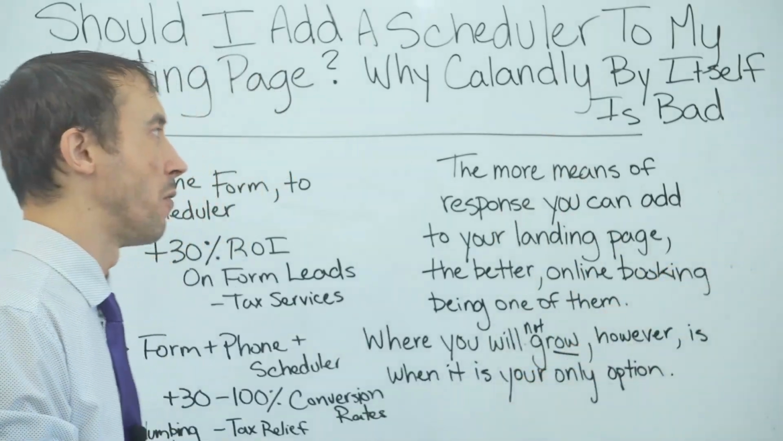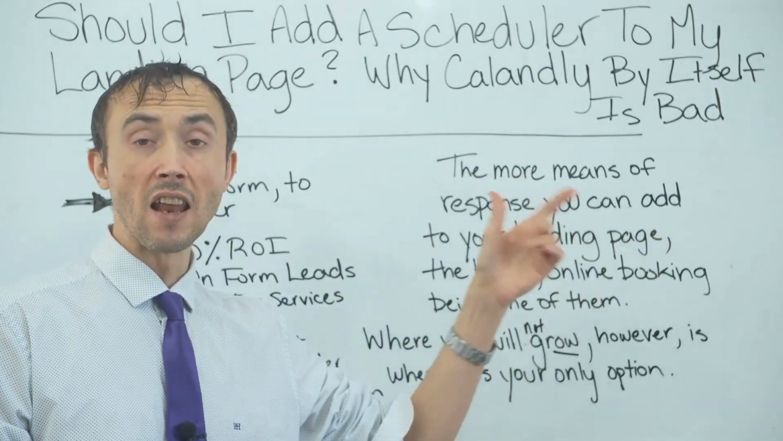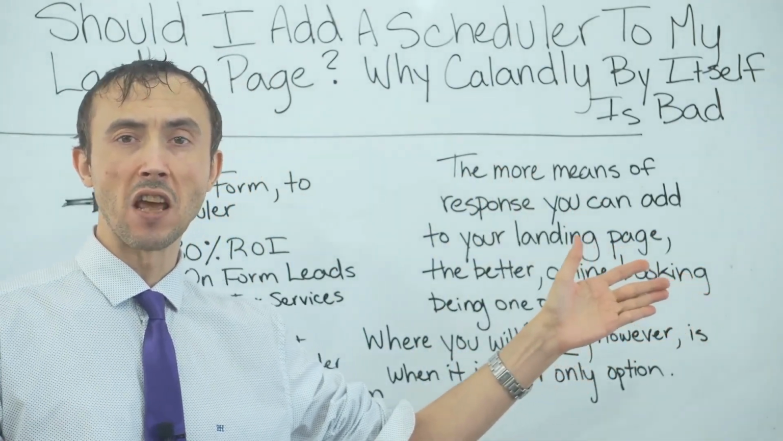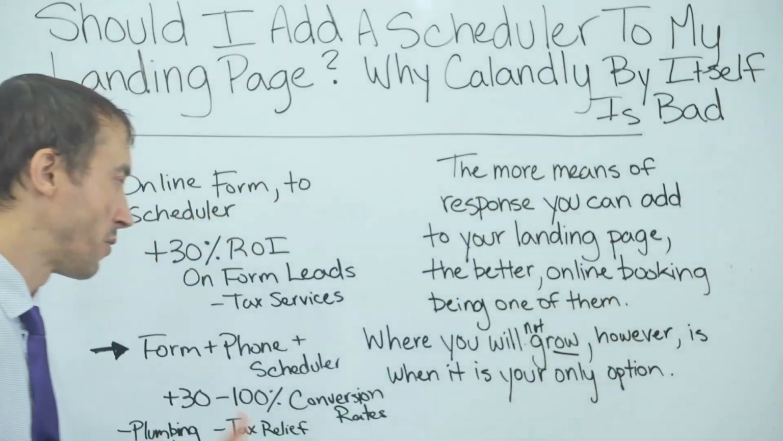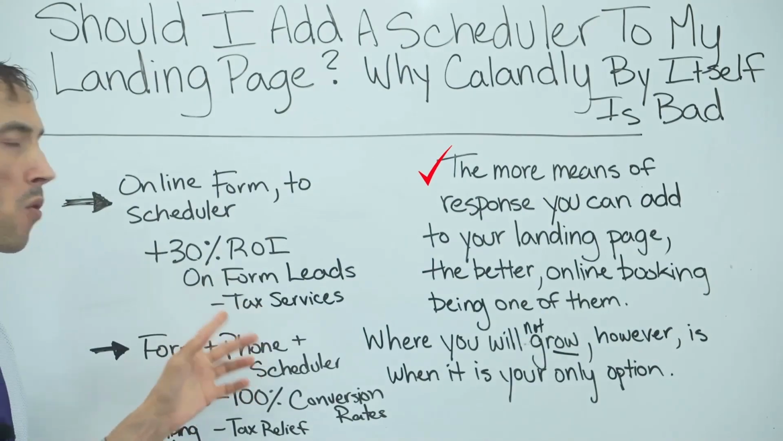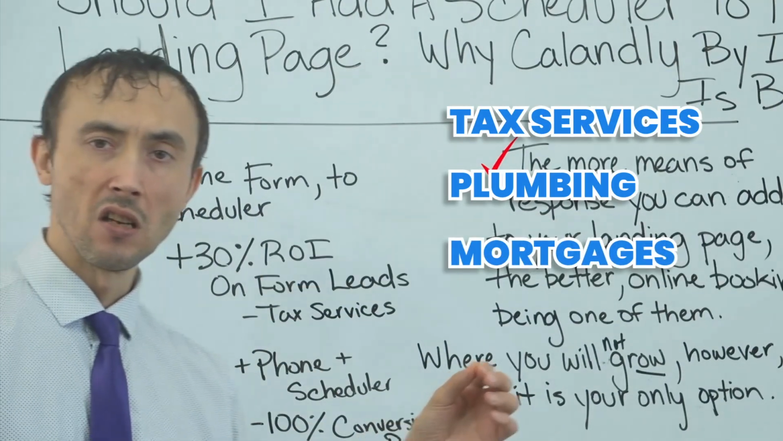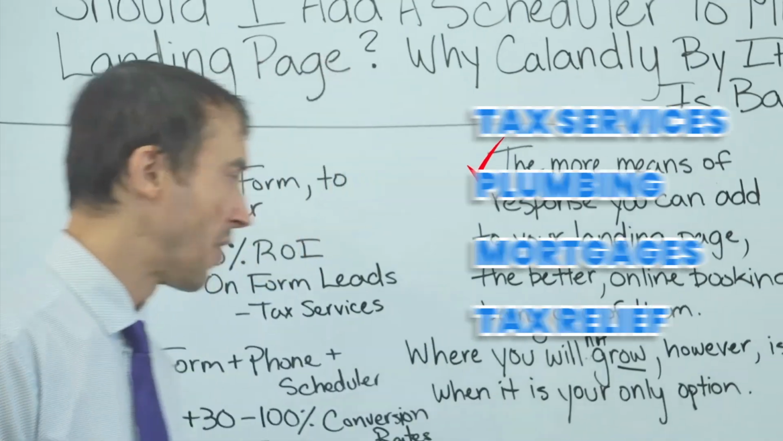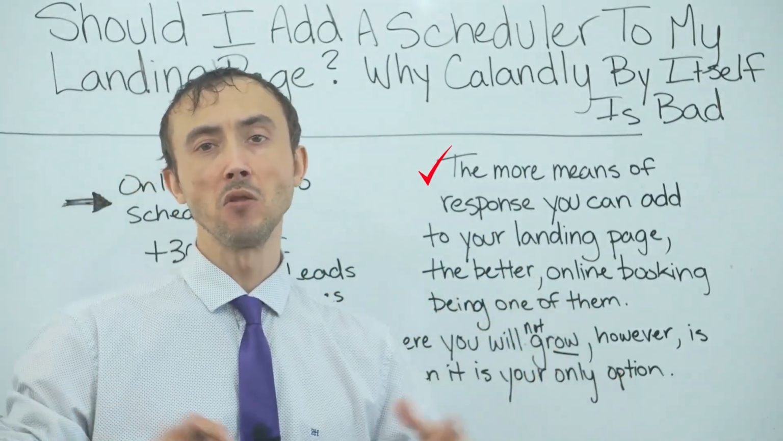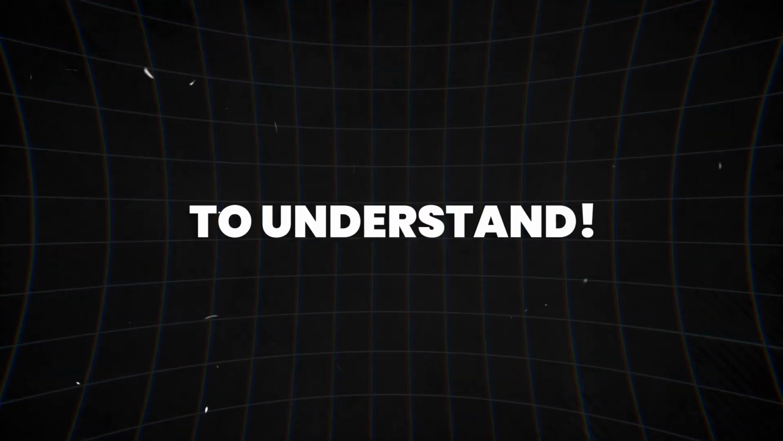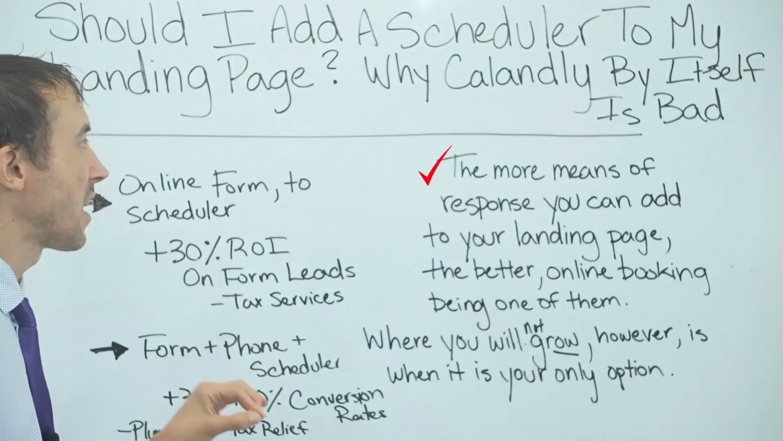With that said, I'm going to give you the tutorial on how to actually add this to your website so you understand basically what the process is, then ultimately what you'll get out of it. I have some case studies here that I'm going to talk about where we did this before for tax services, plumbing, mortgages, tax relief services, and the kind of results that we were getting there. And then with that, you'll have everything that you need by the end of the video to understand how to get the same kind of results for yourself. With that said, getting into the content.